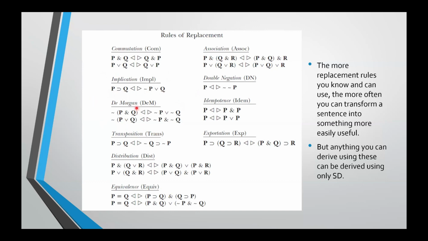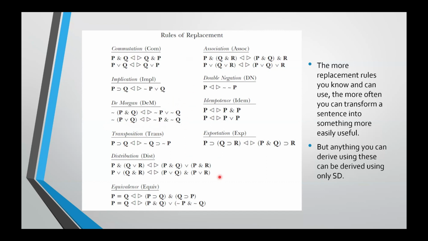De Morgan is another thing that's extremely valuable because remember that in SD, if you have a negated conjunction or a negated disjunction, you can't apply any inference rules to this. So sentences of these forms are really problematic. De Morgan allows you to convert these into a disjunction of negations or a conjunction of negations, and you can apply inference rules to these. So you take these, you convert them into something useful. A lot of these rules make your derivations vastly more efficient.